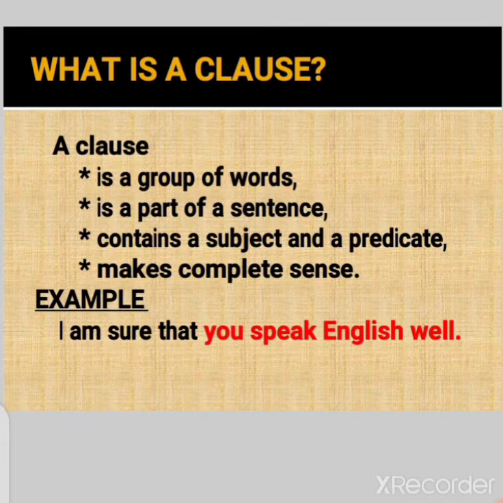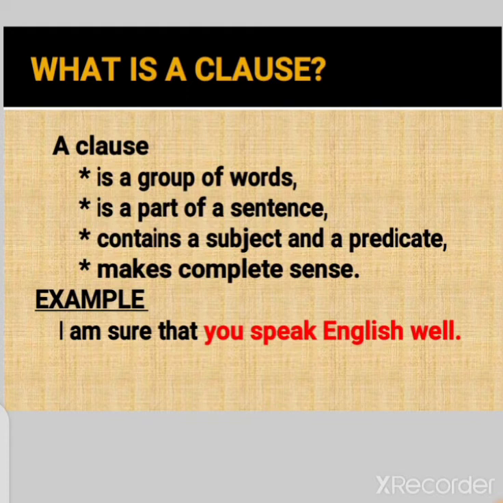Okay. For example, you see here, I am sure that you speak English well. You speak English well is the clause. Take it separately and see the definition. It is a group of words. Correct. It is a part of a sentence. Yes, it's right. It contains a subject and a predicate. Here, what is the subject? You is the subject. What is the predicate? Speak English well is the predicate. Predicate is equal to verb plus object. Here, what is the verb? Speak is the verb. English well is the object. And it makes complete sense. You speak English well. Perfect. It's a meaningful sentence.